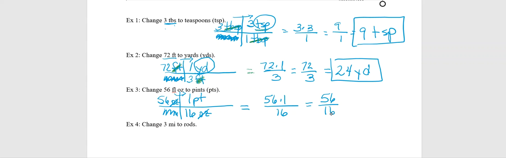56 over 16. Now these numbers aren't quite as nice. 16 doesn't go into 56 as a whole number, so hopefully you have some type of calculator that you can use. Just some $5 calculator, it doesn't have to be expensive. You even have your calculator on your phone. So 56 divided by 16 is 3.5 pints. So at least it's not too bad.